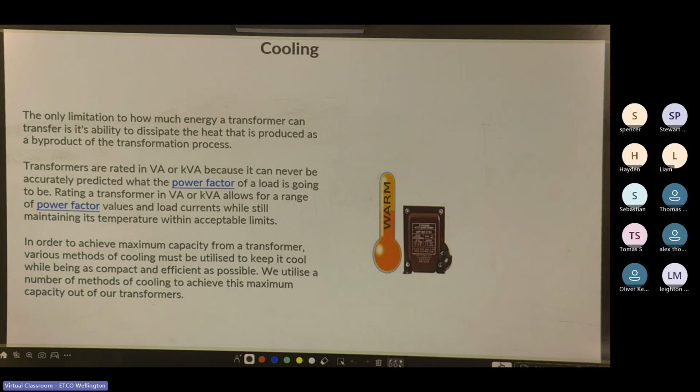In order to achieve maximum capacity from a transformer, various methods of cooling must be utilized to keep it cool while being as compact and efficient as possible. We utilize a number of methods of cooling to achieve this maximum capacity out of our transformers. So we're going to look at those now.